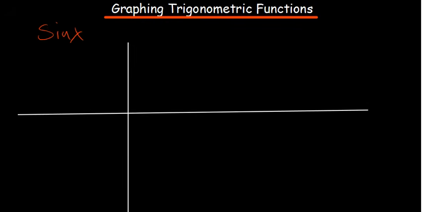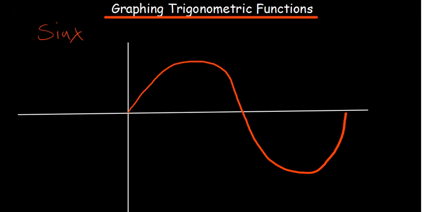So how does a basic sine graph come out on a graph? If you graph the basic sine function, you know it's going to come out like this. Okay, and then it ends there. That's the basic form of the sine graph.